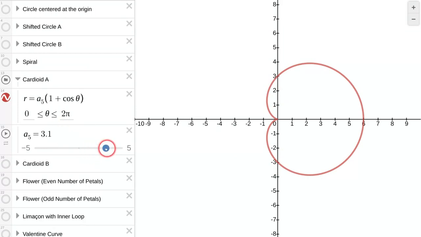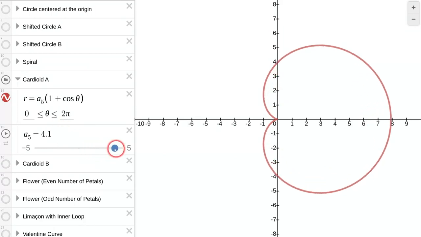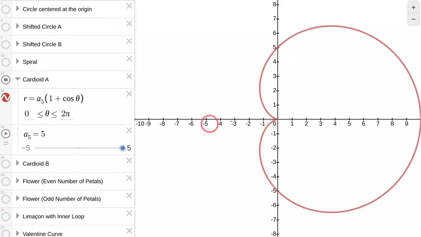And as you adjust this number to a whole number, let's go all the way to the 5, then you can see that the intercepts would actually be 5 and -5 for the y-intercept. Okay, so that's the cardioid with the cosine theta.